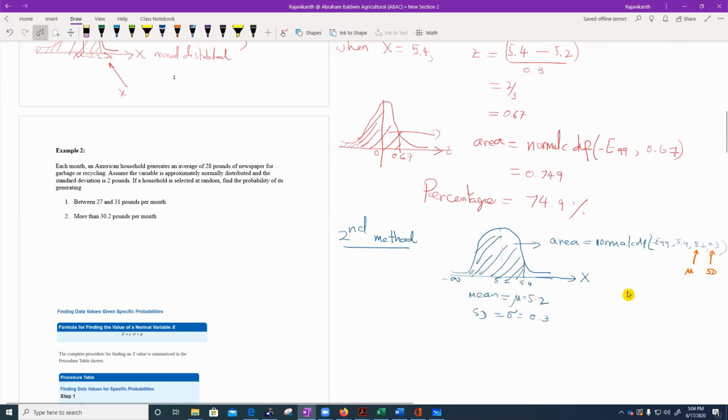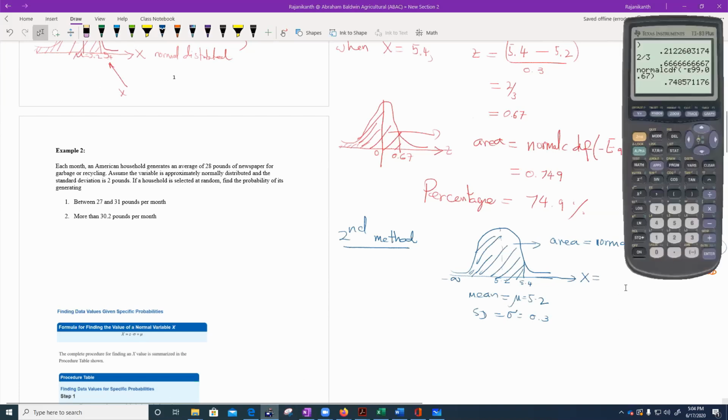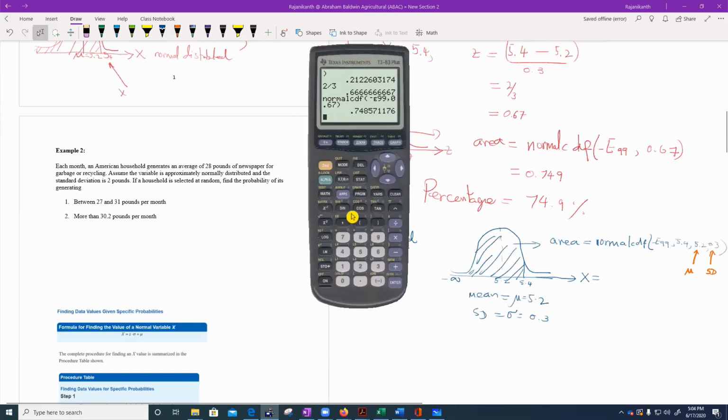Okay, then let us type this all into our calculator. So, normal CDF and negative E99, 5.4, the mean is 5.2, and the standard deviation is 0.3. Then just enter.